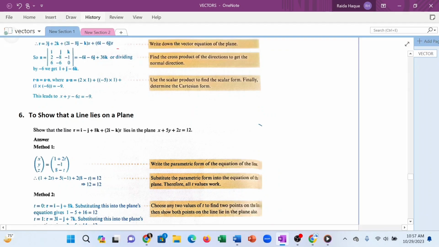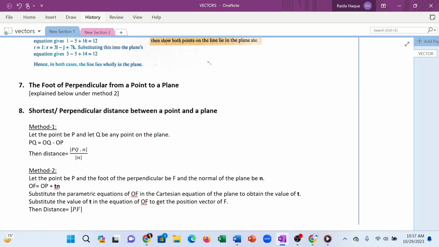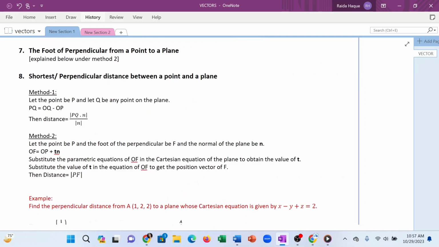So that is how you will find the value of t. Now, if you substitute the value of t in the equation of OF, you get the position vector of F, obviously. And then you just need to find the distance PF. So you know the position vector of P, you know the position vector of F. You can easily find PF using our very first formula that we learned yesterday, right? Or in the last video.